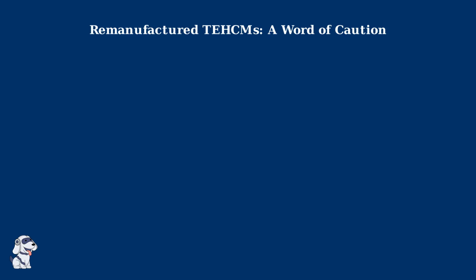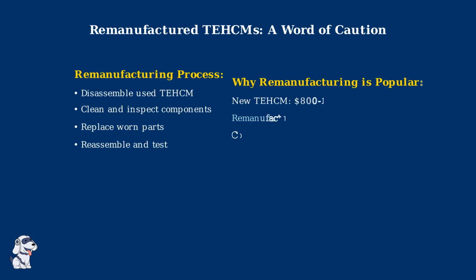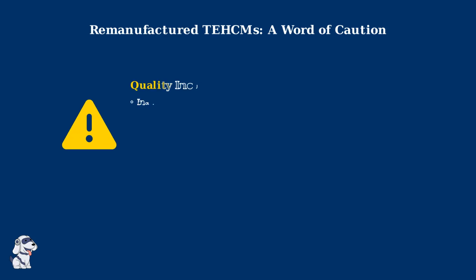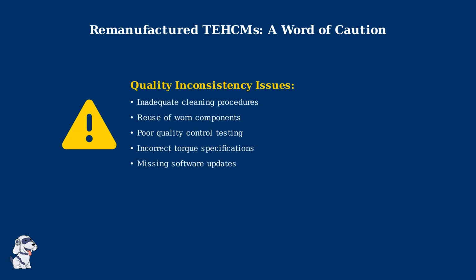Remanufacturing TEHCMs has become a common practice in the automotive industry, but the quality can vary significantly between different suppliers. The remanufacturing process involves disassembling used TCMs, cleaning components, replacing worn parts, and reassembling them. This practice is popular because it can save 40 to 60% compared to new units. However, quality inconsistency is a major concern with remanufactured TEHCMs. Common problems include inadequate cleaning, reuse of worn components, poor quality control, incorrect assembly torque, and missing software updates.